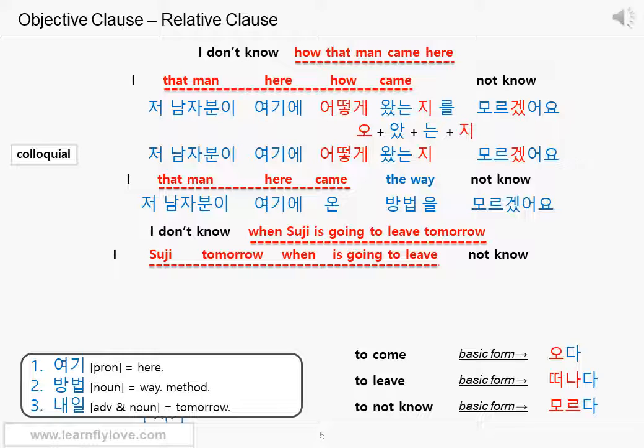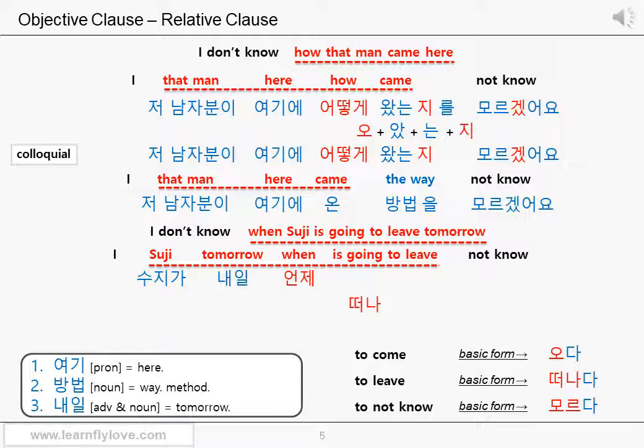Let's not mention the subject I. Suji is just 수지. Let's add a subject particle 가. 수지가. Tomorrow is 내일. It can be both a noun and an adverb in Korean. Therefore, you don't need to add a time-related particle 에 this time. When is 언제, as you know. Is going to leave. The basic form of the verb leave is 떠나다. 떠나 is the stem. You can use final ㄹ consonant or 을 sound plus 예정이에요 for be going to.